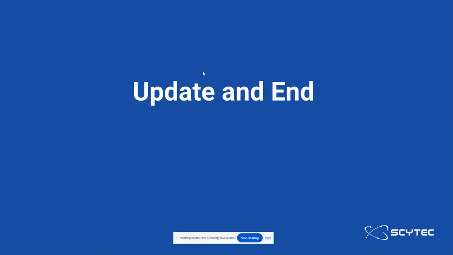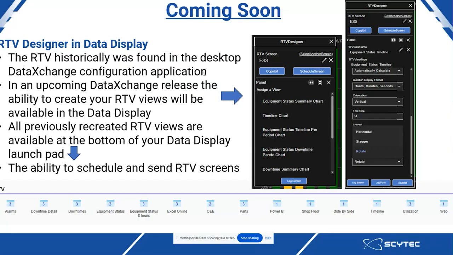So finally, whenever we have an update for the DataXchange machine monitoring platform, I always talk about it in the subsequent webinar that I have. So I talked about the RTV designer inside of the desktop configuration tool. Soon that is going to be moving inside of data display. The RTV historically was found in the desktop configuration application, but will soon, in an upcoming DataXchange release, be found in the data display mobile and browser-based reporting tool.